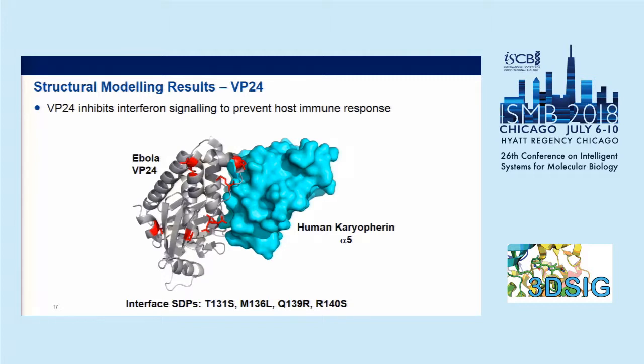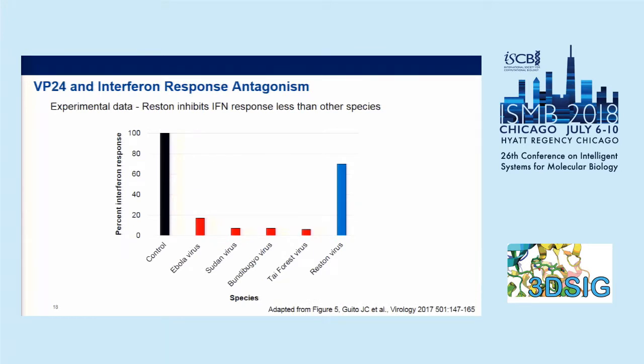And now there's actually been some experimental evidence for what we saw here. Using reporter assays, studied by Gito et al., they showed that the Reston virus VP24 is less able to downregulate interferon signaling than the other 4 species. These 4 species get to about 90% reduction compared to the control, whereas the Reston virus can only downregulate interferon signaling to about 70% of the control.